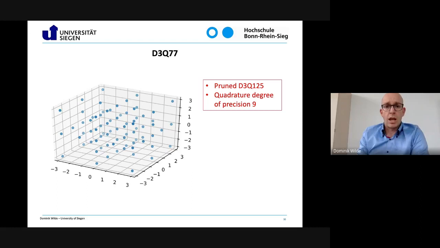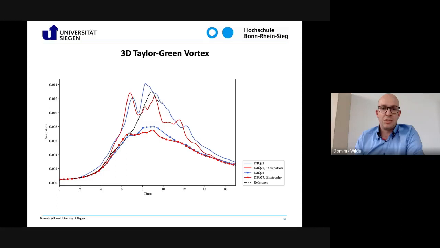And we did the same in finding a quadrature degree of precision of 9. And this is, although you can hardly see it, a pruned D3Q125. So you just left out some of the abscissae, and this is what you get. It's still too large from my point of view, but we used it at least to test whether it works at all. And we see that you can use it, but the 21 velocity set in this case is superior, again, because of the reduced amount of interpolation that you need.